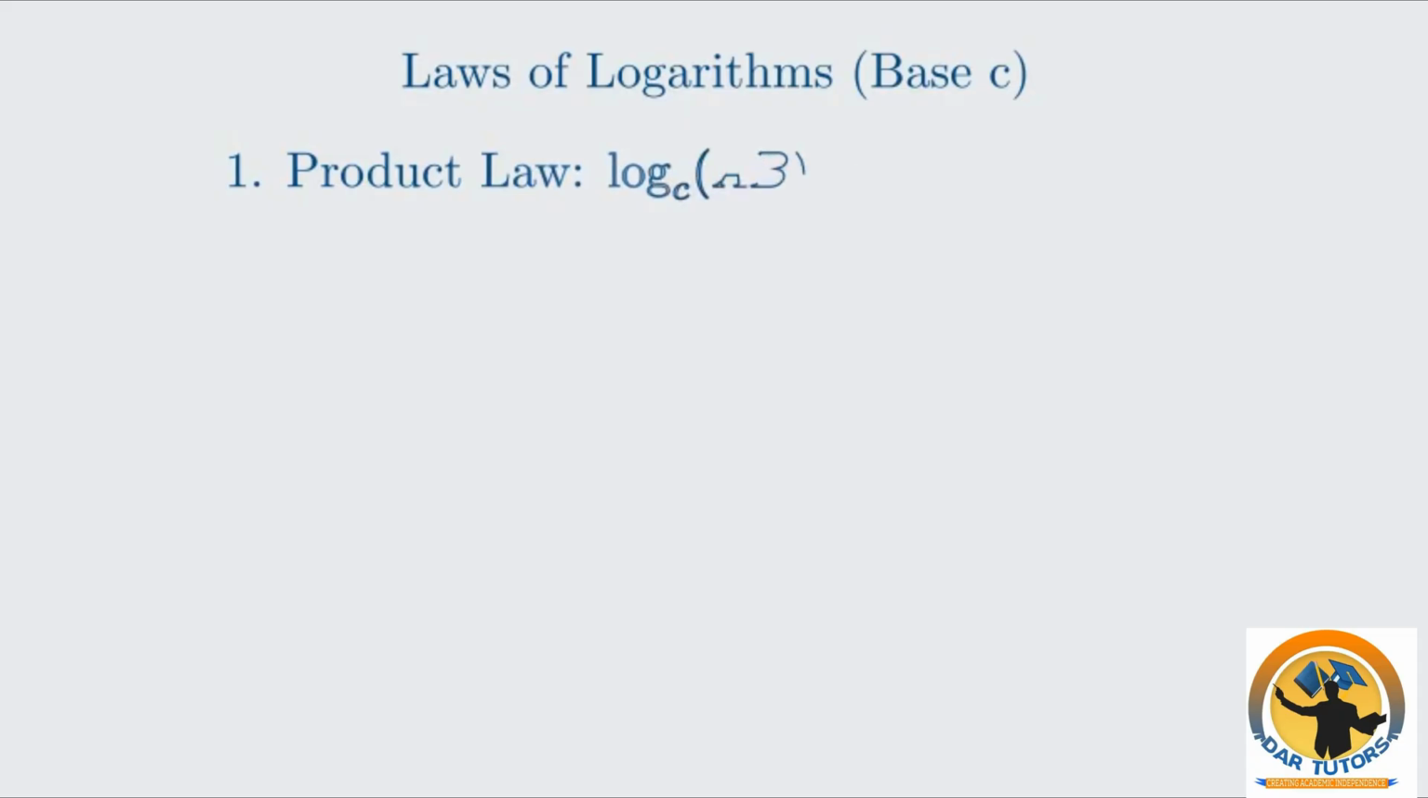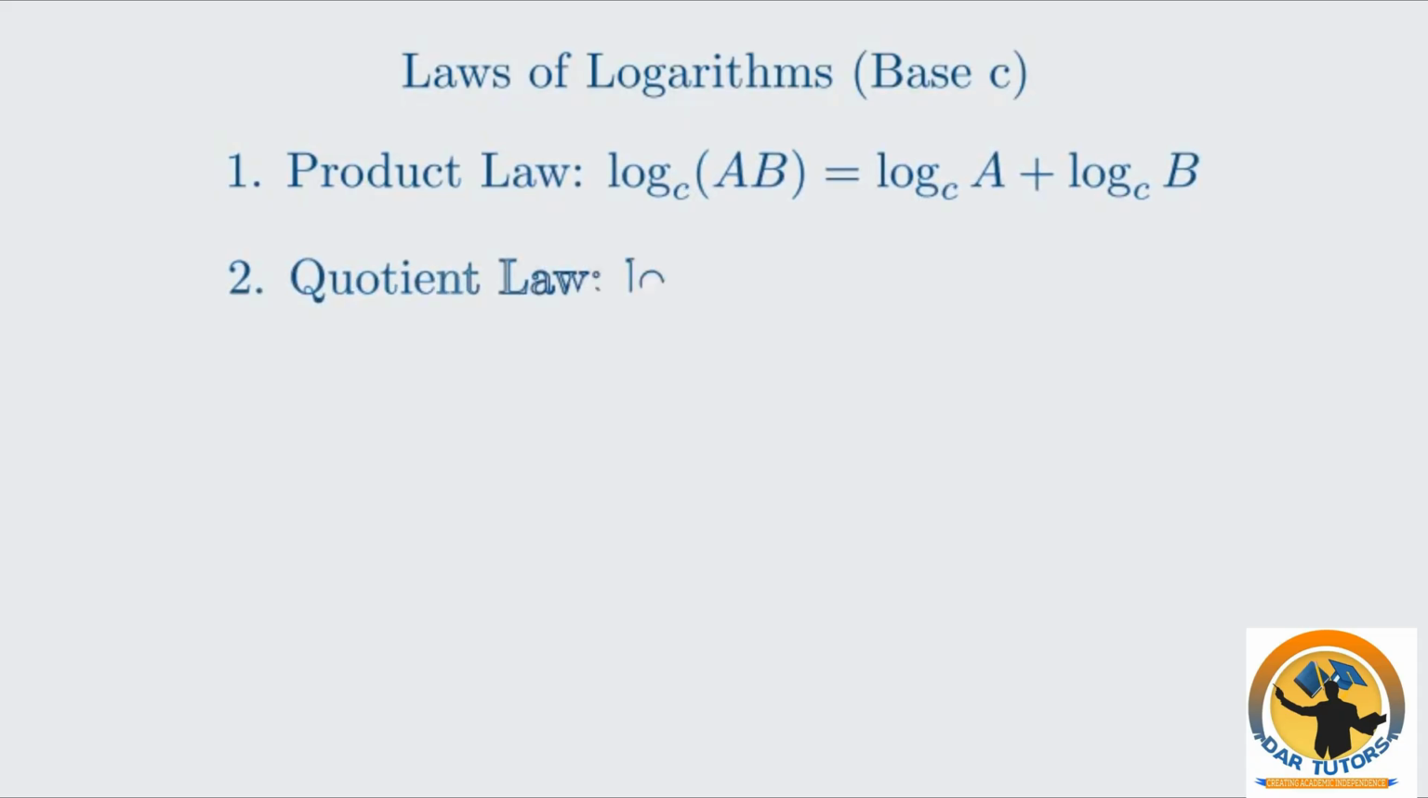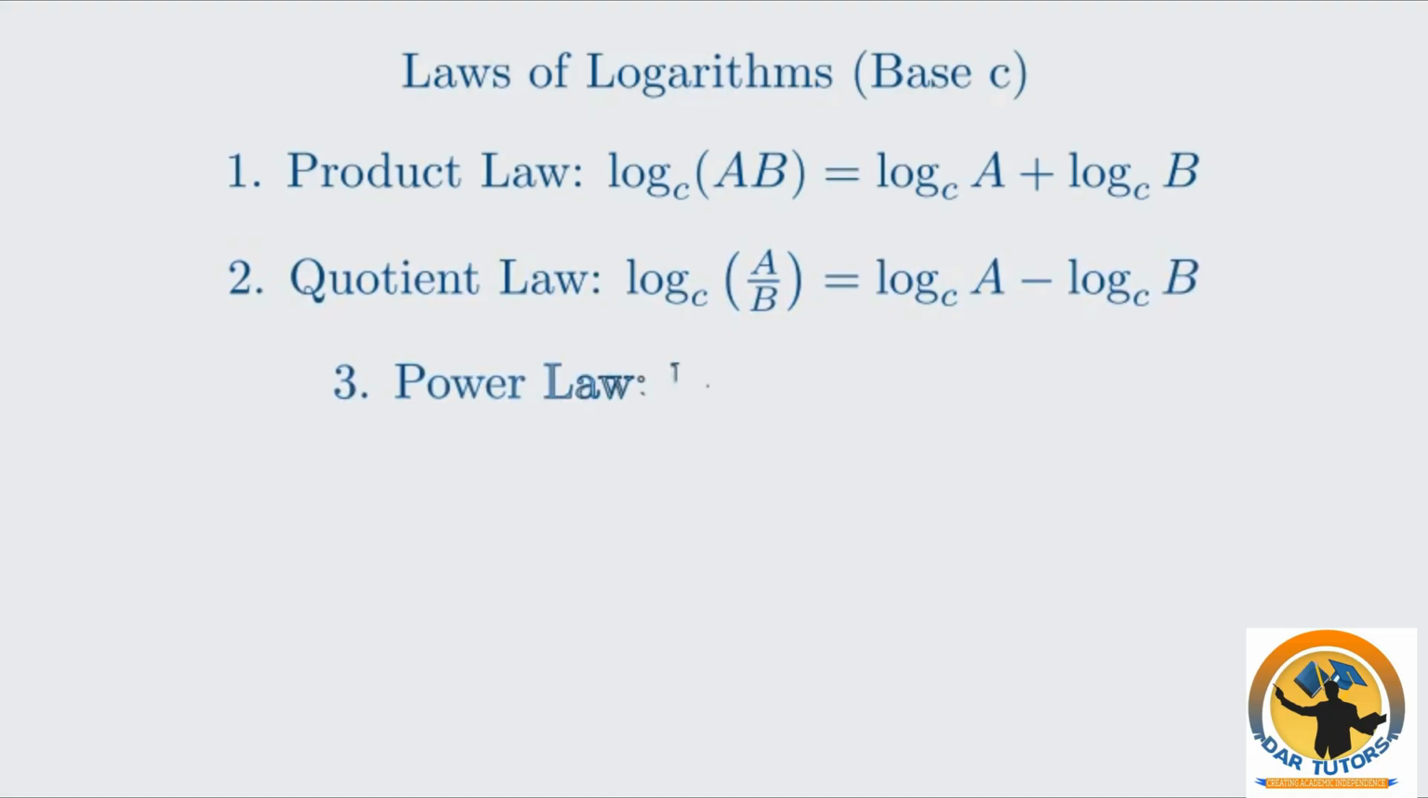Let's state them first. For any base c, where c is positive and not equal to 1, and for any positive numbers a and b, we have three laws. The product law states that the logarithm of a product is the sum of the logarithms. The quotient law states that the logarithm of a quotient is the difference of the logarithms. And the power law states that the logarithm of a number raised to a power is the power times the logarithm of the number. Let's see these laws in action with some examples.